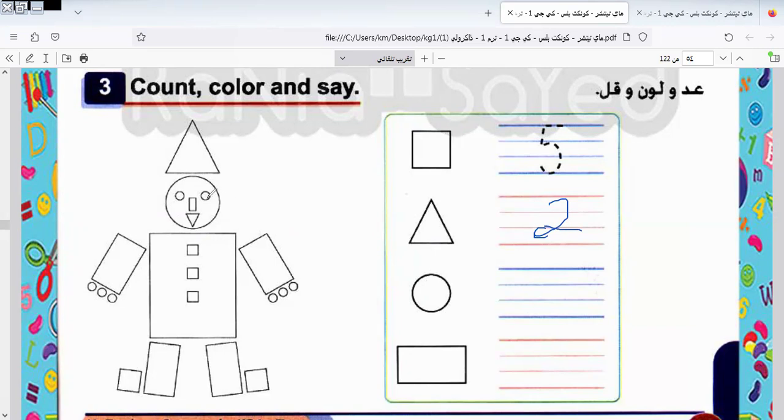Here is circle. How many circles? 1, 2, 3, 4, 5, 6, 7, 8. It will be 8 circles. Okay. Rectangle: 1, 2, 3, 4. Okay, 4. We have a mistake here in circle. 1, 2, 3, 4, 5, 6, 7, 8, and here is 9. Not 8, it will be 9, because we have a big circle here. Okay, so it will be 9.